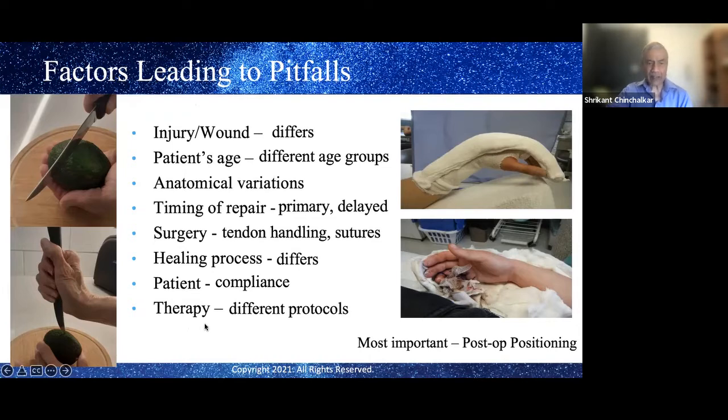And then therapy: the therapist may have been educated in different protocols, and that may be one of the factors that cause variations in management. But the most important factor in preventing quite a bit of the changes that we normally see is the post-op positioning of the wrist and hand following surgery.